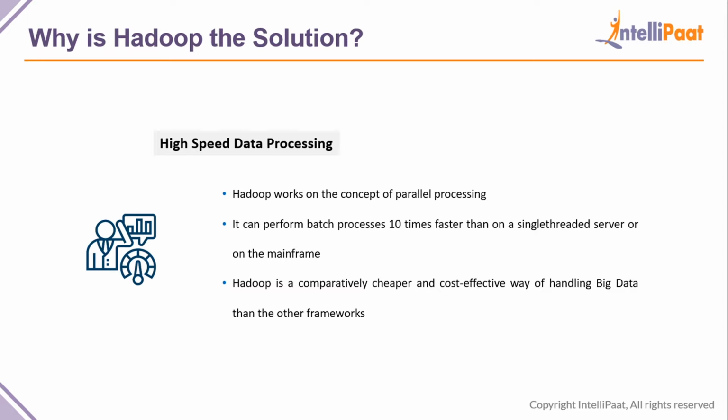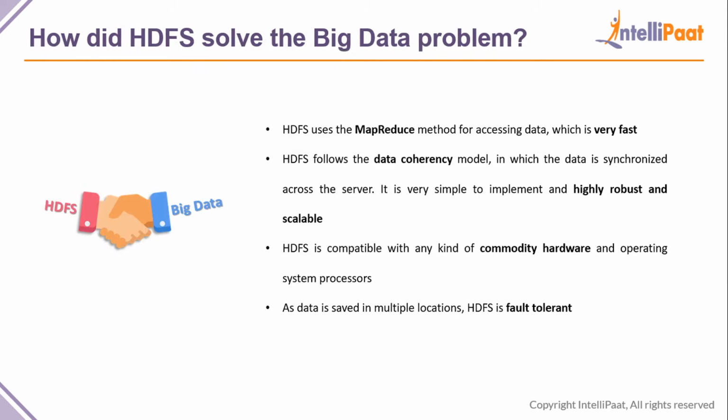So, Hadoop, the other important thing is that it is actually a very cheap way, a very cost effective is a better word than cheap, to handle big data when you compare it to all the other frameworks that exist in today's world, let it be open source or not open source, or whatever, guys. So, again, when you have to talk about how HDFS actually solved the big data problem, HDFS basically uses MapReduce. MapReduce is used as a computation layer, which is again extremely fast.